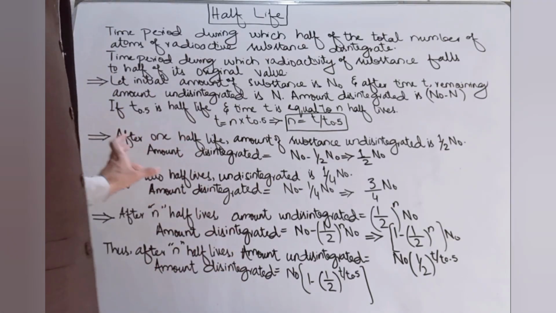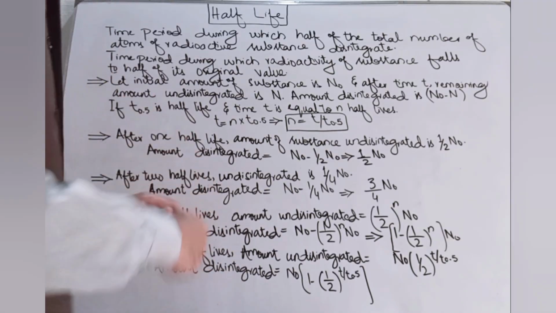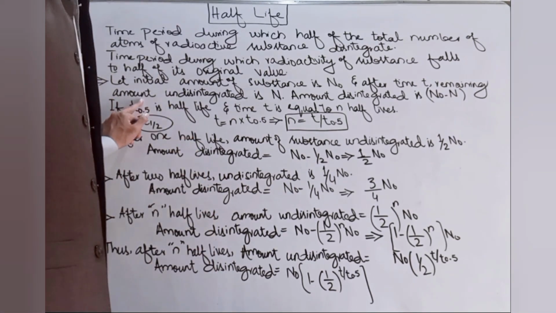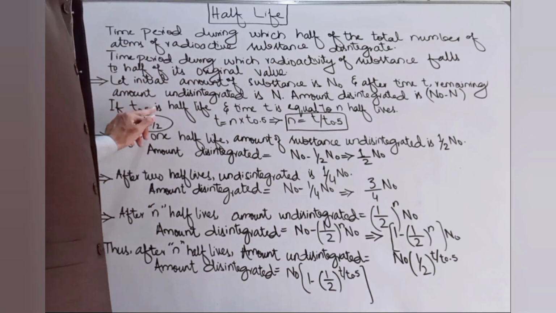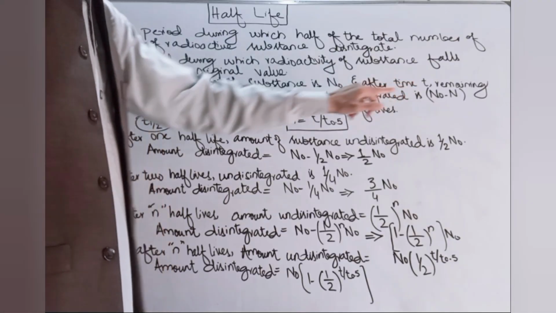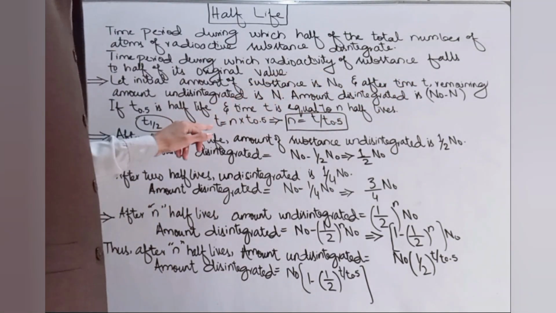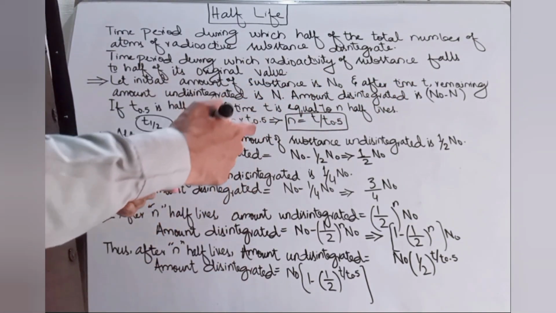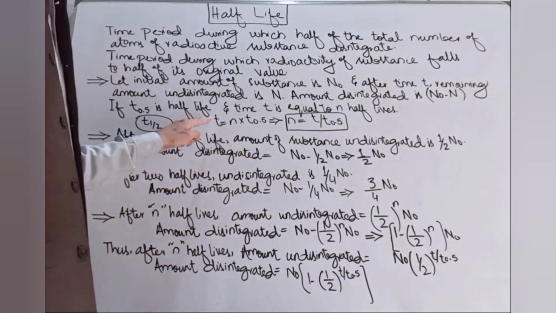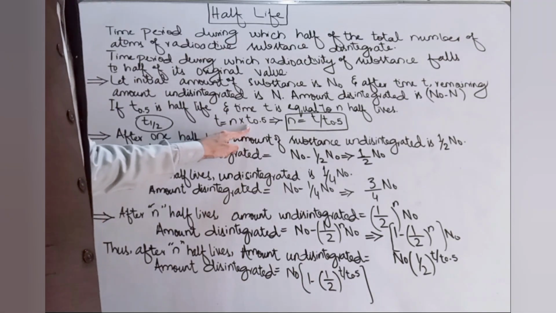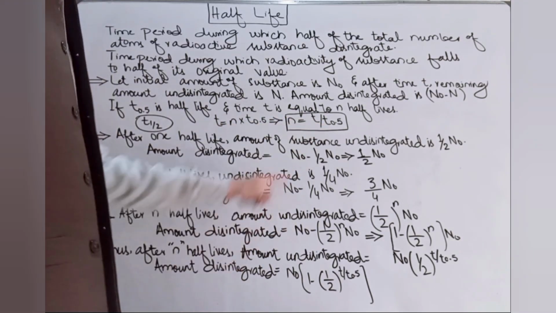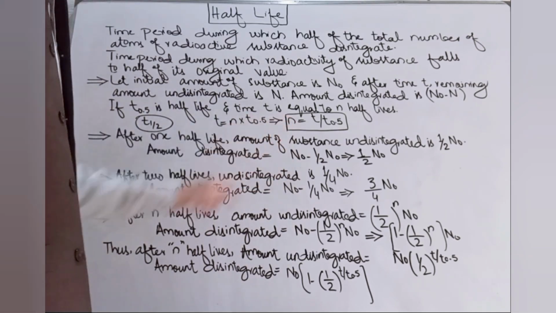Let t 0.5 be the half-life and time t be equal to n half-lives. A half-life is represented by t 1/2, and 1/2 also means 0.5. So if t 0.5 is the half-life and the time period t that has passed is equal to n times t 0.5, then t is equal to n into t 0.5, and we can find the value of n: n is equal to t over t 0.5.